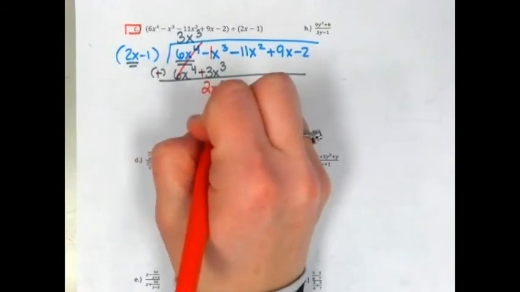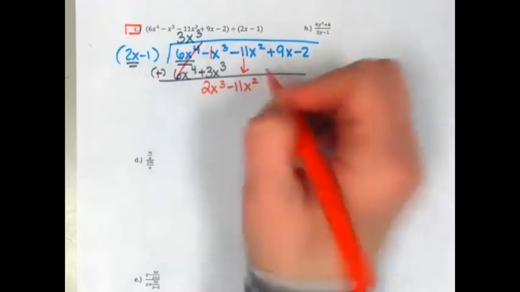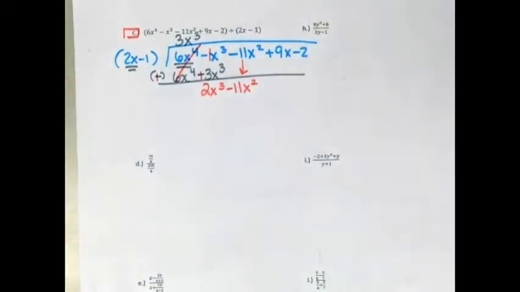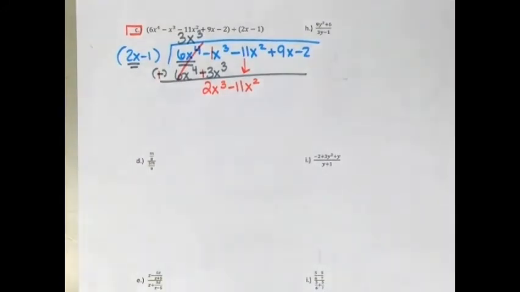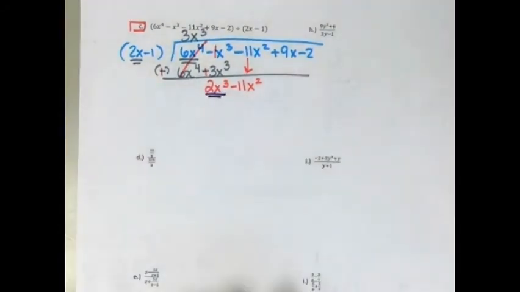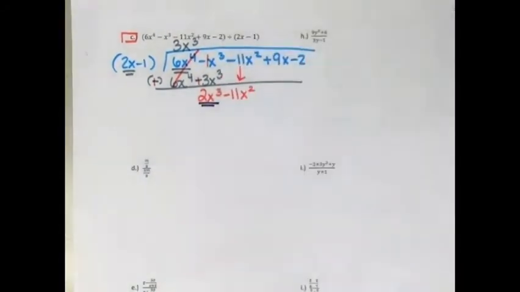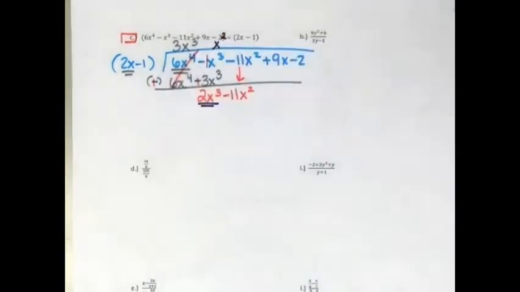2x cubed. Perfect. Bring down the negative 11x squared. And if you notice, I'm only bringing down 2 at a time because we're dividing by a polynomial, so it doesn't get super long. All right. 2x times what gets me to 2x cubed? X to the 2nd, right? Positive or negative? Positive. Yep. So I'm going to put a plus sign.